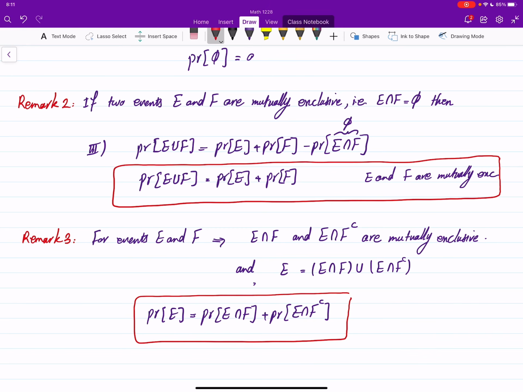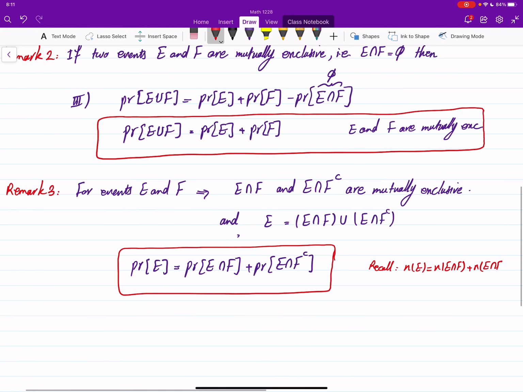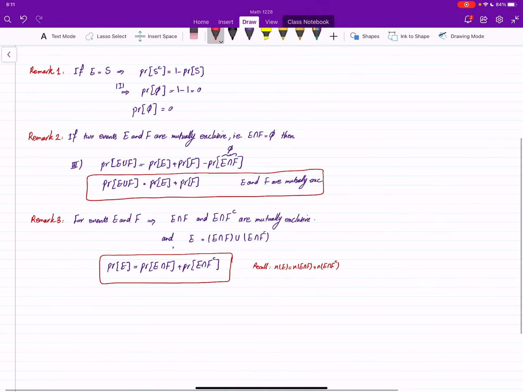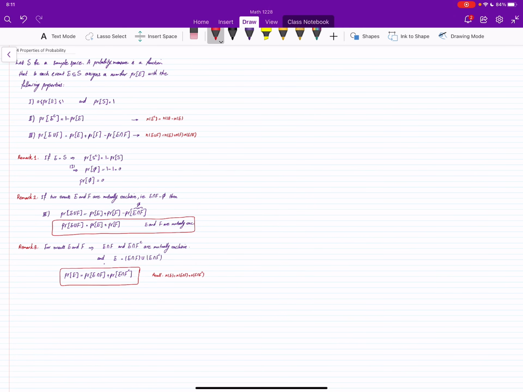And remember that we had a similar formula for the number of elements of sets. Recall that elements of E are either in E and F, or in E but not in F. So that is also a similar formula that we had for the number of elements of a set. Okay, so these were the properties. In other videos we will do some examples and use these properties.